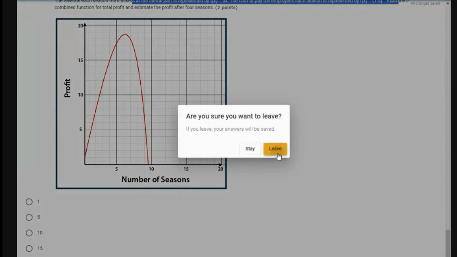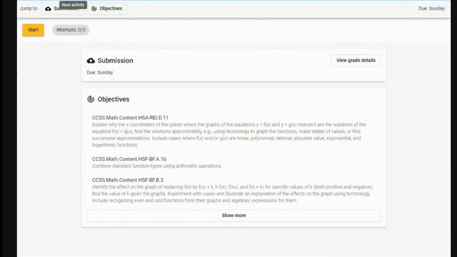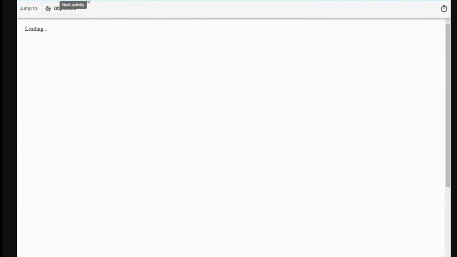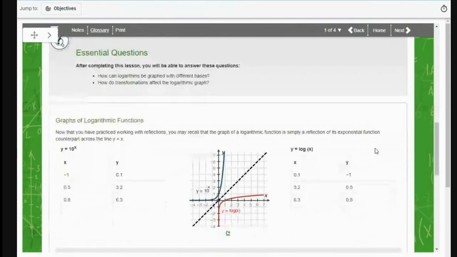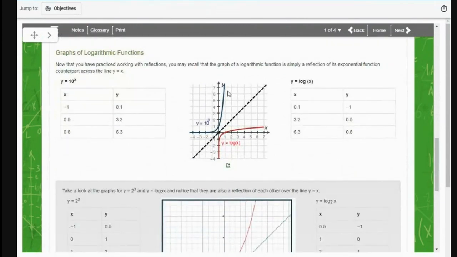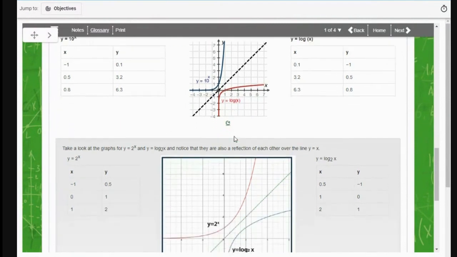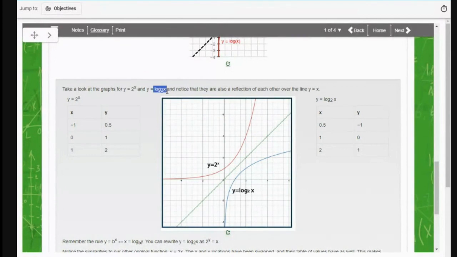All right. Let's look at our next lesson, which is much shorter, which is good because we've been here an hour. We don't have another hour. Graphing log functions. How do you graph logarithmic functions? So remember, a graph is a reflection of its equivalent exponential equation. Like 10 to the x is the same as y equals log of x, base 10, and those are reflections of each other over the line y equals x. Just like 2 to the x and log base 2 of x are reflections of each other over the line y equals x.